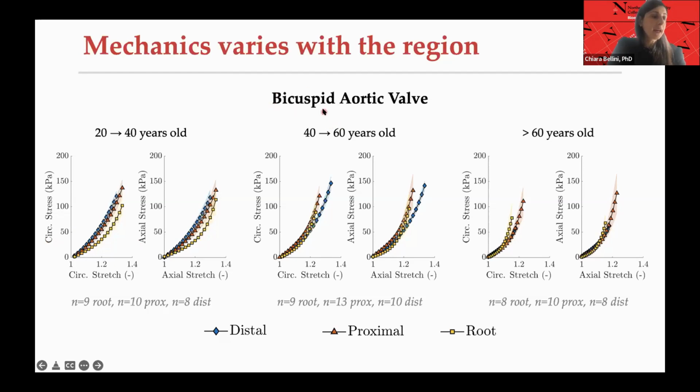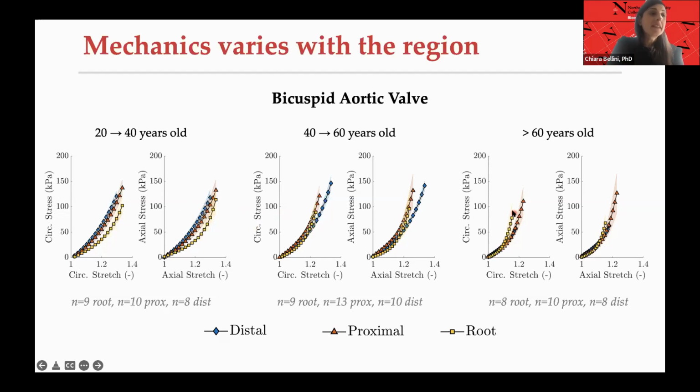Focused on the bicuspid aortic valve patients, in young patients, the root exhibits larger circumferential distensibility and axial extensibility compared to the other 2 regions. The yellow curve extends to the right of the other 2. Though this relationship really reverses with age. Furthermore, the biaxial response of the proximal ascending aorta does not differ from that of the distal region. Those are the orange and blue curves in the youngest and oldest patients.